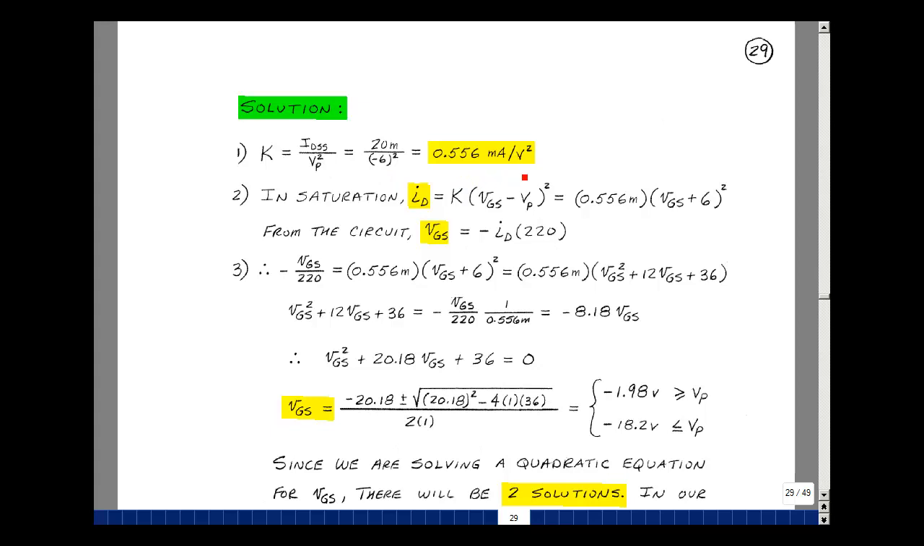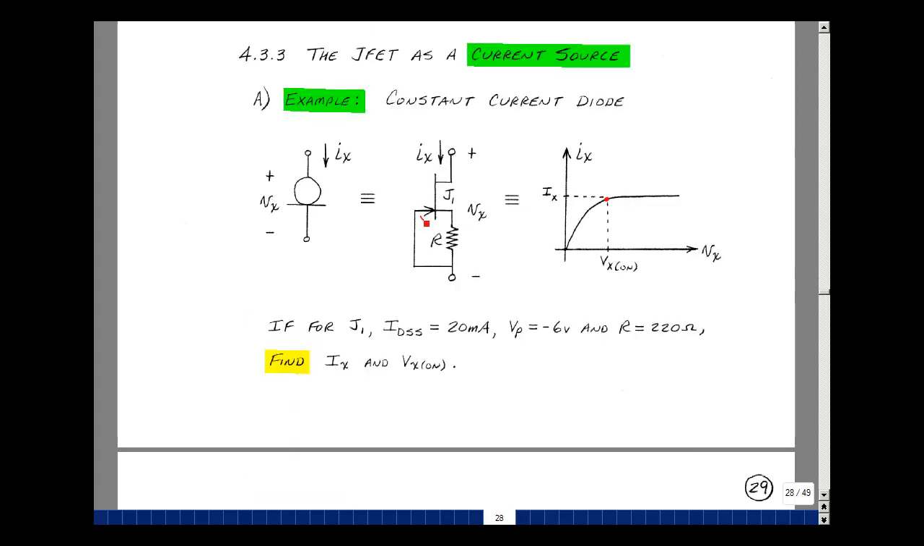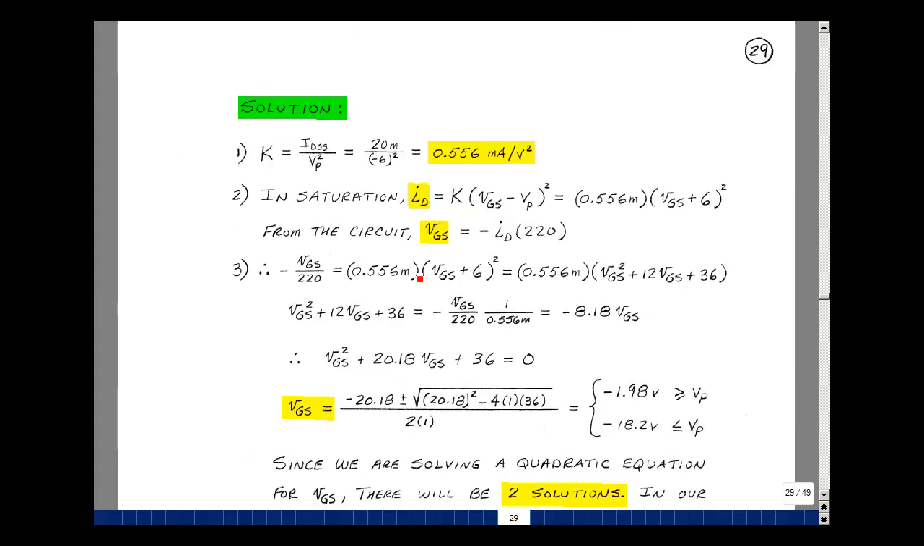In saturation, the drain current is equal to K times the quantity of the gate source minus the pinch-off voltages squared. K is 0.556 milli, the gate source, and then we've got the pinch-off of minus 6. So I have one equation and two unknowns. I can get a second equation from the circuit itself. Let's go back to the previous page and see if we can find that equation. Here's where the gate source voltage is, and that voltage is the voltage across here. The gate source voltage is the drain current times R, but with a minus sign. So that's what I have over here, that the gate source voltage is minus ID times 220, the resistor that was specified. I've got two equations and two unknowns.